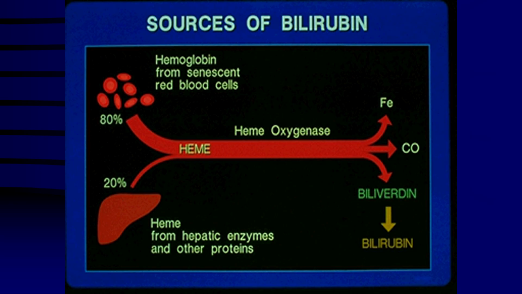The bilirubin that is generated by this reaction is called indirect bilirubin or unconjugated bilirubin. It is not water soluble, and therefore it is not filtered by the kidney, and it is transported in serum bound to albumin. This is a very important concept for you to understand.